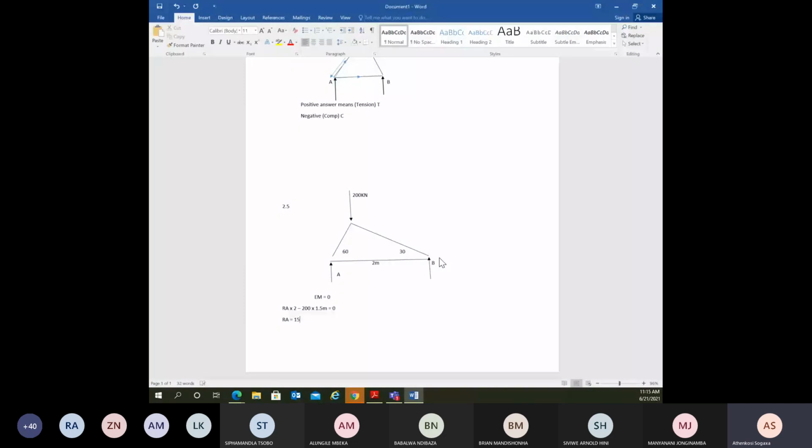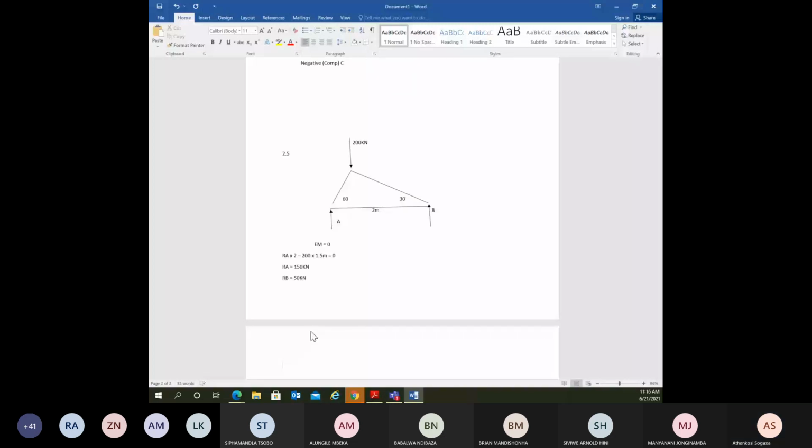Then RB, since the total is 200, RB will be 50 kilonewtons to match the 200 kilonewtons. Now, after determining your reactions, you need to solve your truss and determine the magnitude of the force in each of the members. By saying so, you use the method of joints or the method of resolutions.